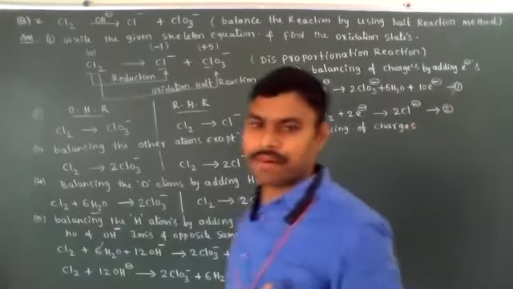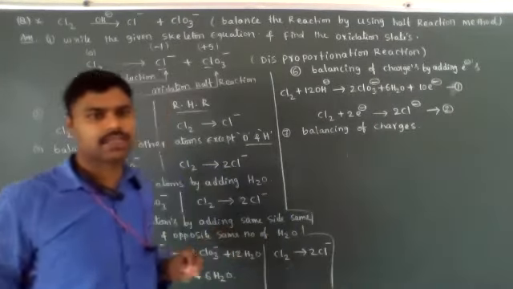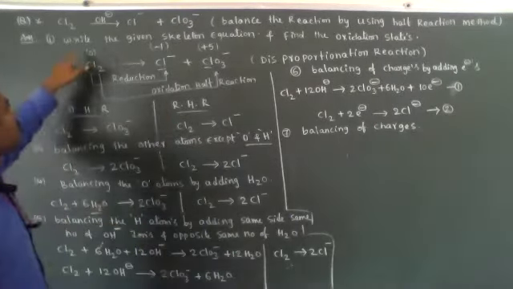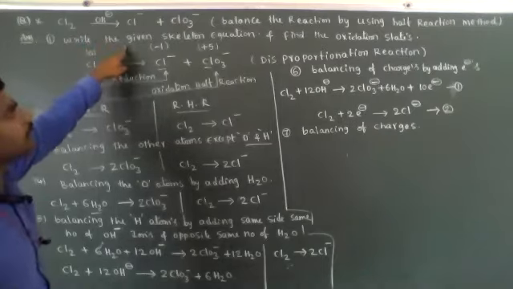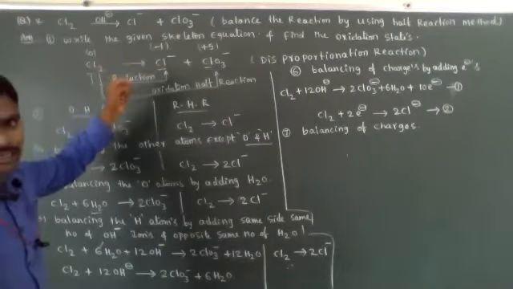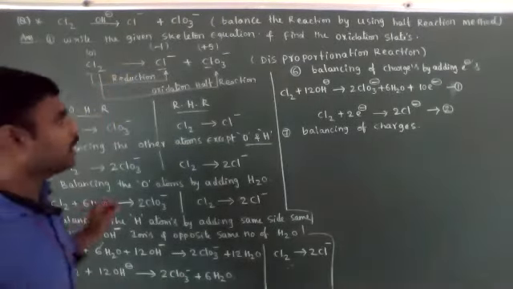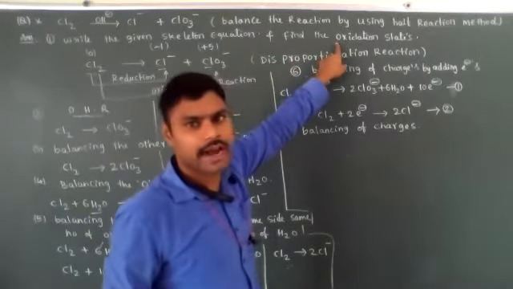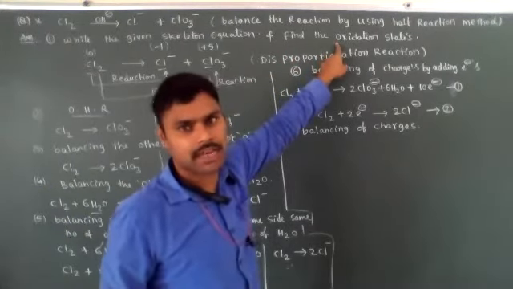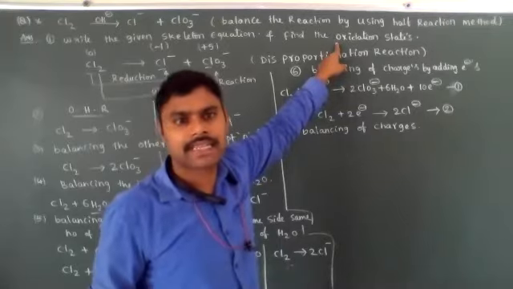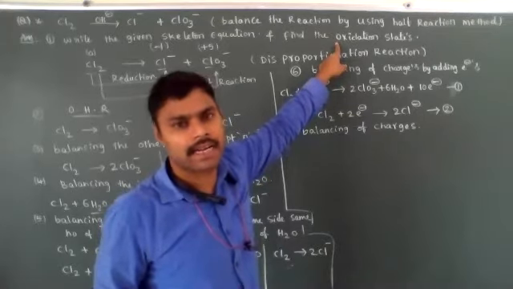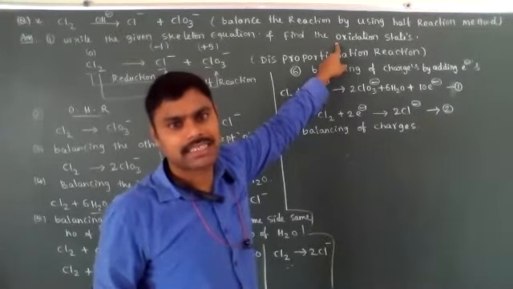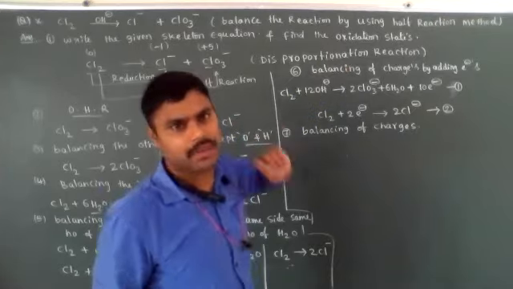Whenever this type of question is given in board examination, immediately what we have to do? We have to write the skeleton equation, meaning the given skeleton equation we need to write. And immediately we have to identify the oxidation numbers or oxidation states of the central metal atom or central metal ions. Okay, oxidation states we need to identify.